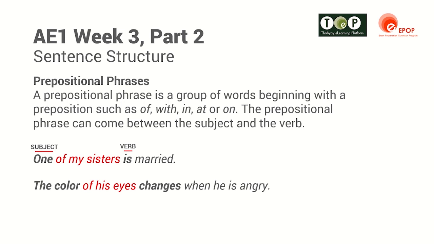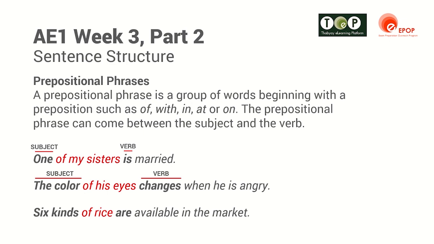Here's another example. The color of his eyes changes when he is angry. Okay, so again, the subject here is not eyes, but the subject is the color. And of his eyes is the prepositional phrase. And so it's using the singular form of the verb change. So in this case, changes. And then lastly, six kinds of rice are available in the market. Okay, so in this case, the subject is six kinds, and that is plural. And therefore, the verb is plural, as in are. And the prepositional phrase is of rice.